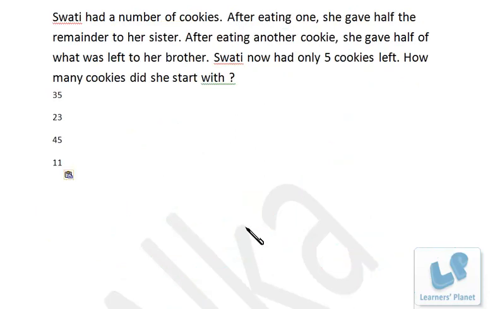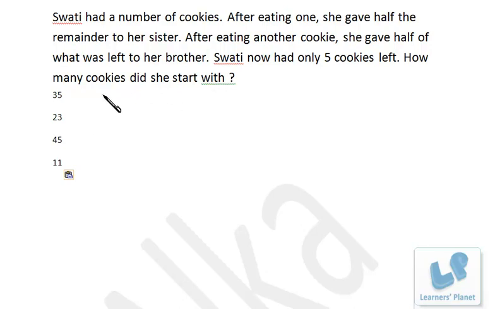Now let's see this problem. Swati had a number of cookies. After eating one, she gave half the remainder to her sister. After eating another cookie, she gave half of what was left to her brother. Swati now had only 5 cookies left. How many cookies did she start with?